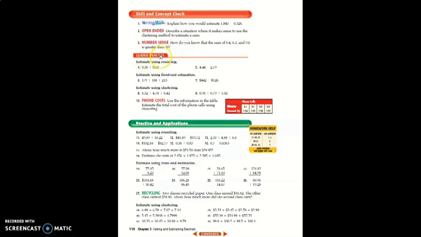Guided practice. Estimate using rounding. Estimate using front-end estimation. Estimate using clustering. 10. Pound costs. Use the information in the table. Estimate the total cost of the pounds using clustering. Practice and application. Estimate using rounding. Estimate using front-end estimation. Estimate using clustering.